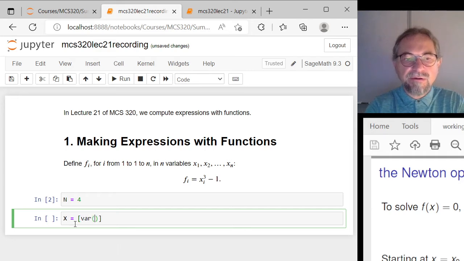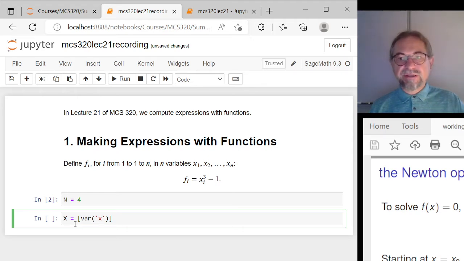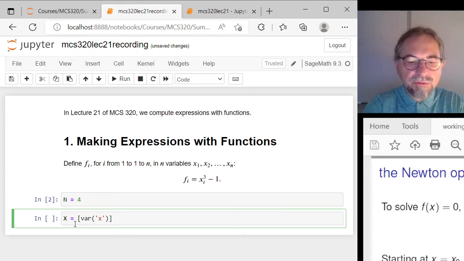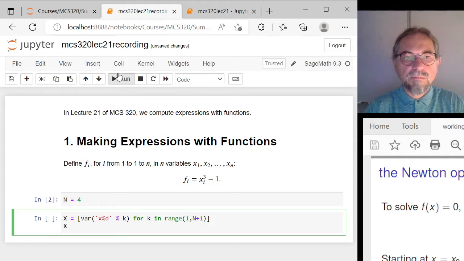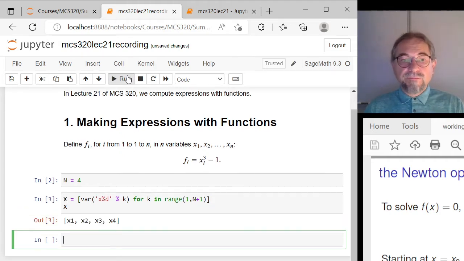I'm going to make a list of variables. So I want x1, x2, x3, x4, but actually you can't do this. Well, you can do this, but it will not be completely general. So I want to use the capital N as a value, but I want to add, so this is Python, I want to define the names of the variables with a parameter k. So here you see my 4 variables, but defined in a very general expression.